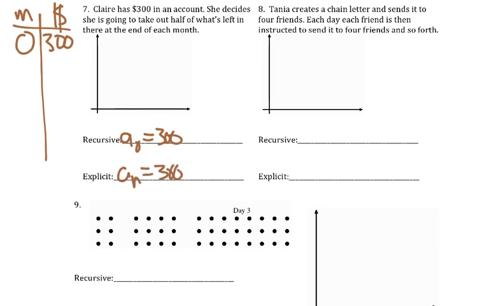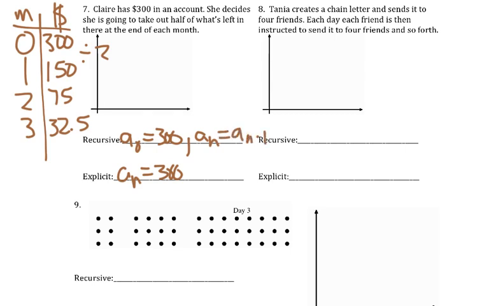Then she's taking out half. So the first month we take half out, we have 150. Second month we take out half, we have 75. Third month we take out half, we have 37.5. And so on. So what are we doing here? Now we want to say divide by 2, right? And for our recursive, a sub n equals a sub n minus 1 divided by 2.